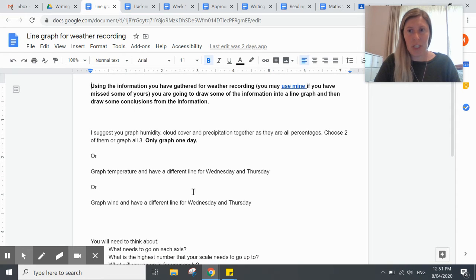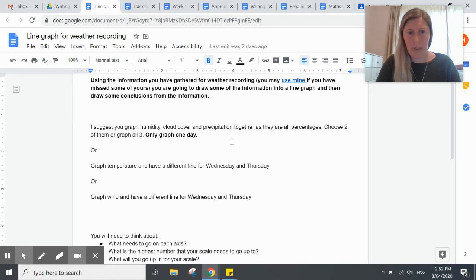So I've put some suggestions of what you graph because there's lots of information on your recording sheet. I suggest you graph humidity, cloud cover, and precipitation together because they're all percentages, so they can be compared against each other on one graph. You can choose 2 of them, or you can graph all 3, but only graph one day. So just all Wednesdays or all Thursdays. Otherwise, it just gets a bit complicated for one graph.